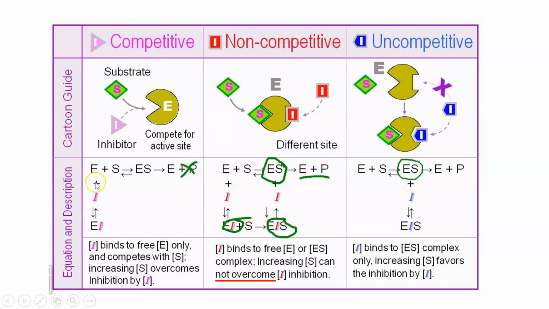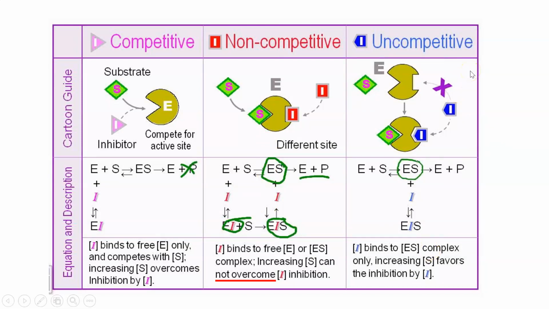Now, coming back to competitive, the inhibitor is competing for the active site against the substrate. So it's a simple case of you can overcome the inhibition by just putting more substrate into the mix. You outcompete the inhibitor for the active site. Whereas with non-competitive inhibition, increasing substrate concentration cannot overcome the inhibition, because remember, the inhibitor doesn't bind to the active site. It binds somewhere else on the enzyme. So you can't overcome inhibition by increasing the amount of substrate.